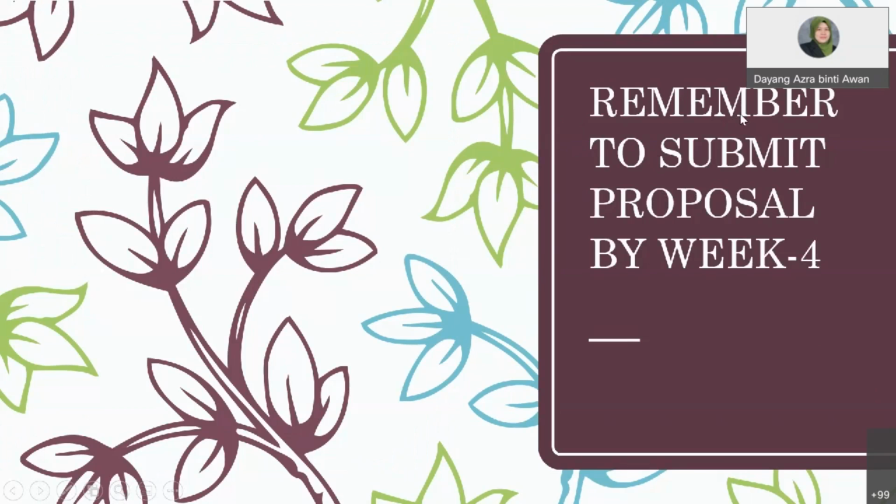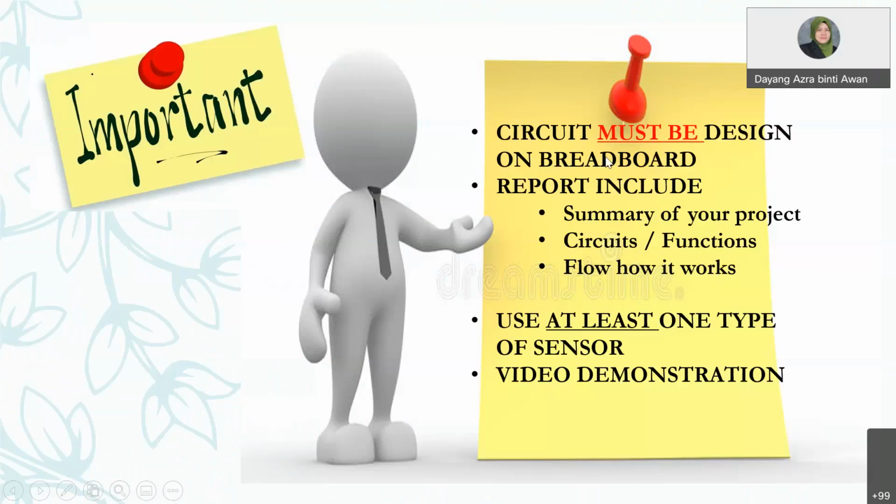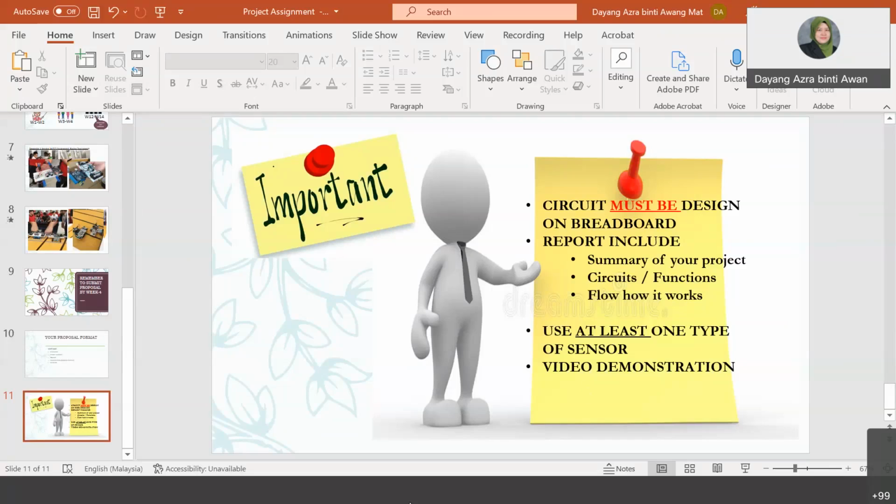Okay, so remember to submit your proposal by week 4. So your proposal must have introduction, problem statement, objective, literature, and conclusion. Okay. So important, circuit must be designed on breadboard. Yang putih tu is what we call as the breadboard. Your report must include the summary of your project, your circuits, your functions of your project, the flow, how it works. So use at least one type of sensor and you need to have your video demonstration. Okay. So this is all.